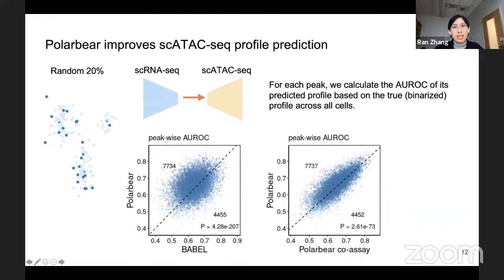Again, we can evaluate in the opposite direction, where we try to see if we can recapitulate the single cell ATAC-seq profile based on the known single cell RNA-seq profile in the test set. Here for each gene, we calculate the AUROC of its predicted profile based on the true profile across all the cells. Again, we observe that Polar Bear significantly outperforms Babel and Polar Bear co-assay at recapitulating the peak level differences, the peak-wise differences.